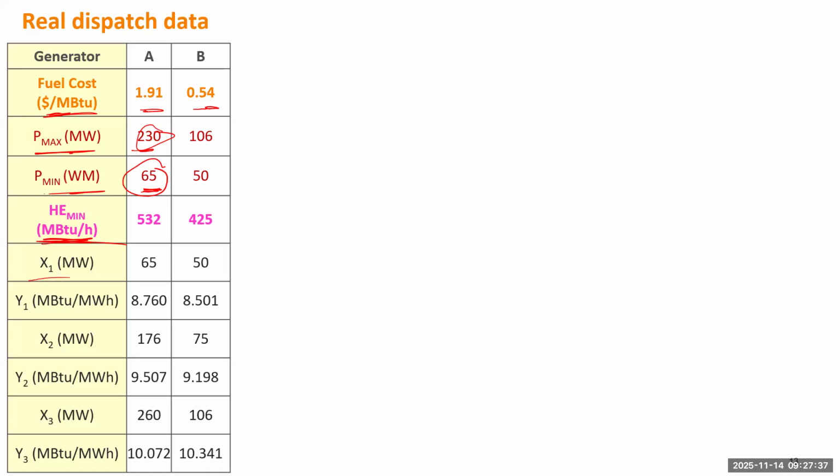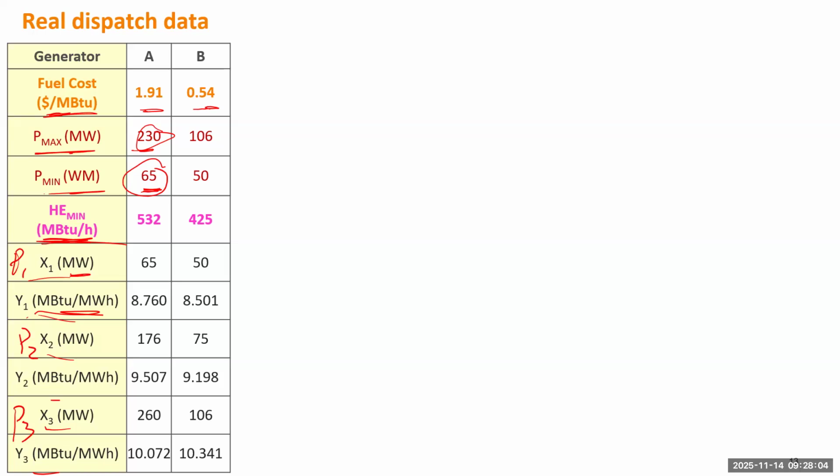The following data will be S1, Y1, S2, Y2, S3, Y3. So each X is megawatt, which simply means P1, this is P2, this is P3. And the Y1 is like every megawatt hour, how much fuel you're going to feed to the power plant.